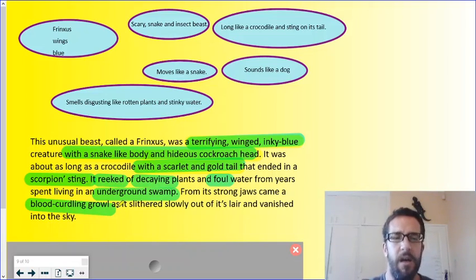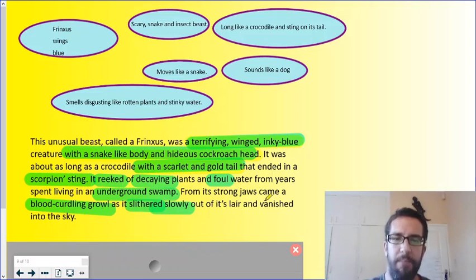And then I didn't just stop with that sentence there. I went on further by telling you how it moved. So originally in my brainstorming, I came up with the idea of it moving like a snake. Well, we all know snakes like to slither. And I did a bit of alliteration by saying it slithered slowly. Can you see how both of those words start with the S sound? It slithered slowly out of its lair, this underground swamp, and vanished into the sky.